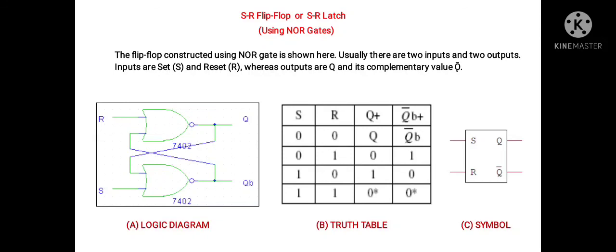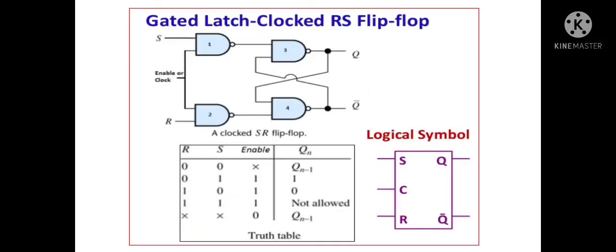Here in this slide the same circuit is shown, taken from a different book. Its truth table is here, and one more important thing, the symbol of the SR flip-flop is shown here. It has two inputs, S input and R input, and two outputs, Q output and its complemented output. Now come to the next topic.